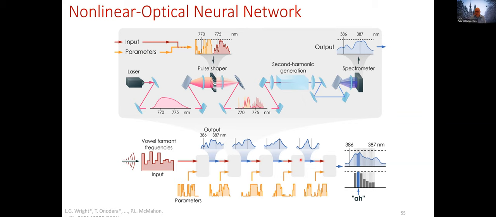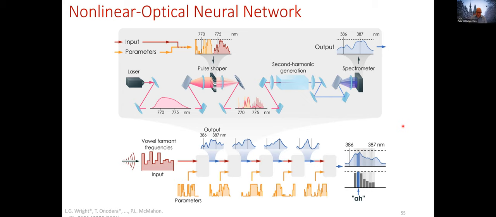But at each layer, we're sending in different sets of parameters, which changes the function that this SHG crystal is going to represent or make. And ultimately, we train the system so that it can recognize vowels. In this case, the way we look at the readout of the final stage is by looking at the spectrum of the light that comes out, and we say, okay, which spectral bin had the highest amplitude, and that's what corresponds to the vowel that is being classified. So in this case, the second bin corresponds to R, and so this would be the answer that you would read out from this.